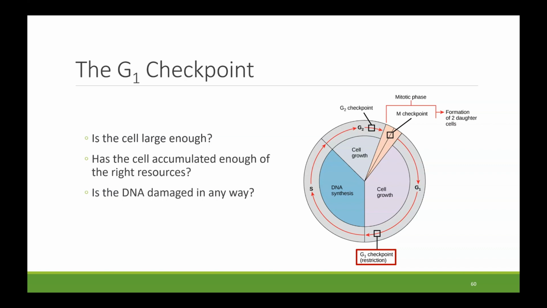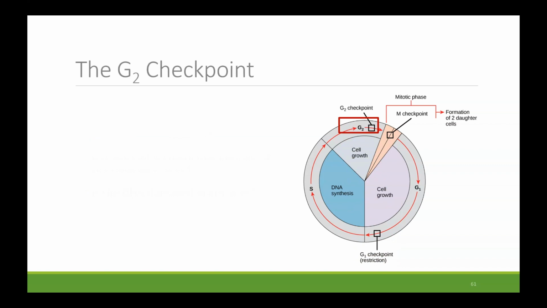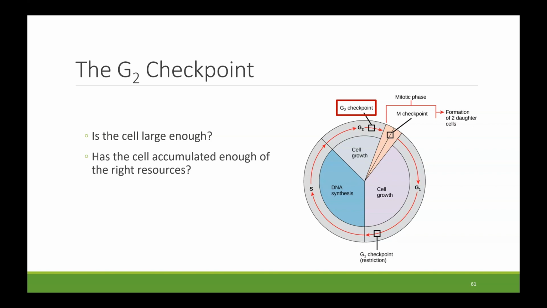So if the cell passes the G1 checkpoint, it proceeds into S phase and then into G2 phase, and then at the end of the G2 phase comes another checkpoint, the G2 checkpoint, where the cell will again ask the questions, am I large enough to continue into mitosis? Have I accumulated enough of the right resources to commit to going through mitosis? And most importantly of all, was the DNA properly duplicated during S phase? Do I actually have two full and complete copies of my DNA here? And this is very important because each daughter cell needs a full set. Then if all looks good in G2, the cell moves into mitosis.